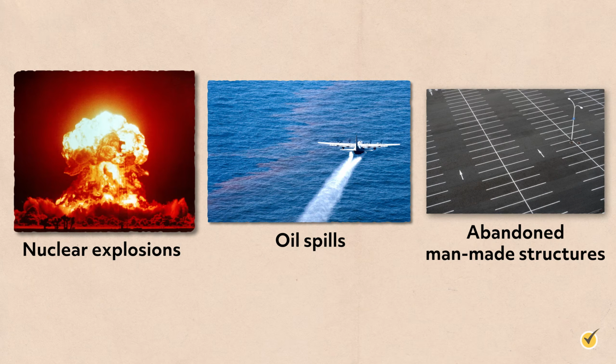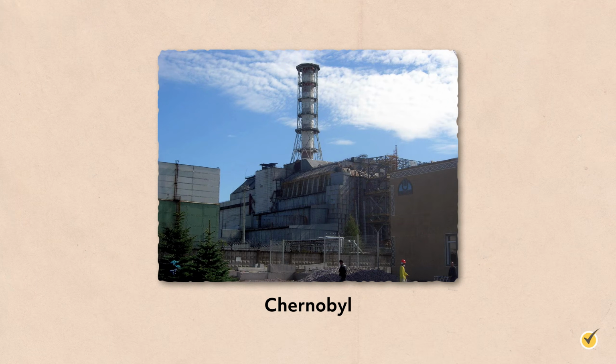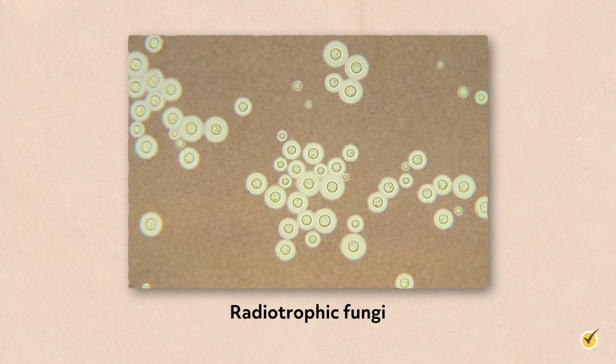Let's look at a quick example regarding nuclear explosions. The nuclear disaster of Chernobyl left a barren landscape that still, 3 decades later, is uninhabitable for humans. However, radiotrophic fungi have been found growing there, which actually use the radiation itself as an energy source. Gross, but pretty cool. Back to ecological succession.